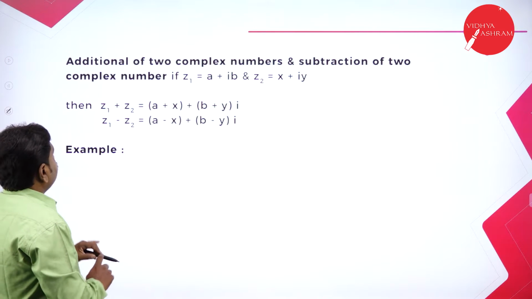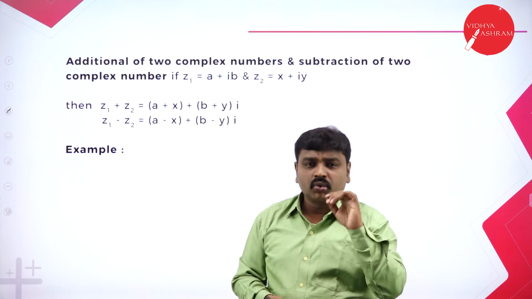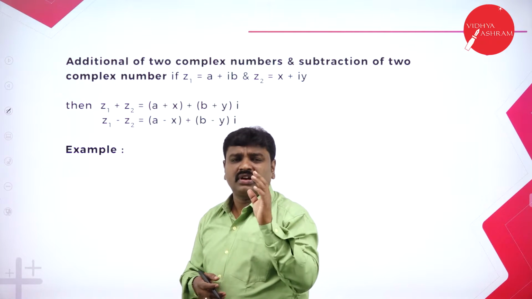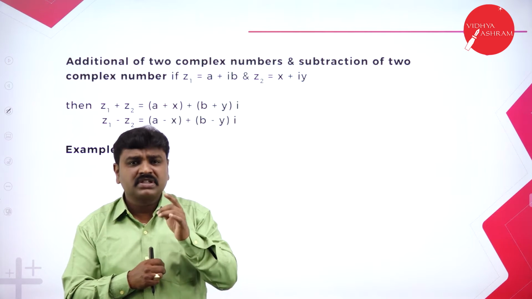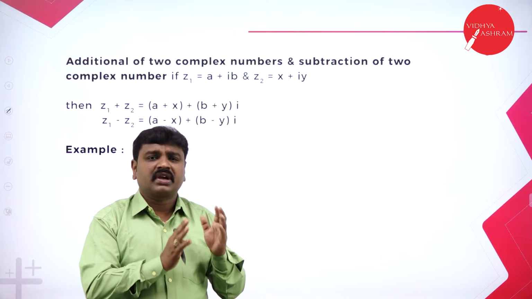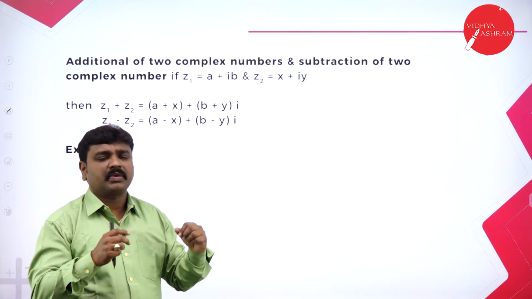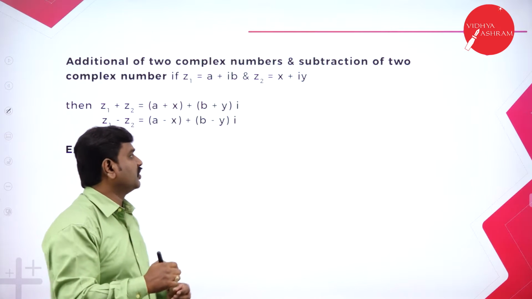Now we'll go to the addition of two complex numbers. How to add two complex numbers? Simple. Add the real parts, plus add the imaginary parts. Normal algebraic addition you can do. That's what I can say. Or I can say real part plus real part, plus i times imaginary part plus imaginary part.